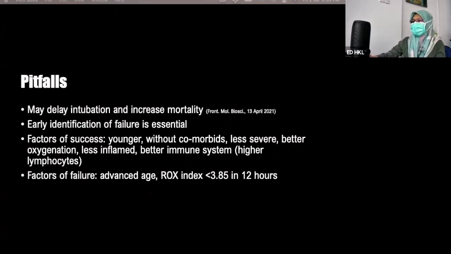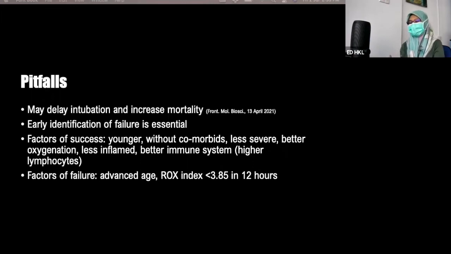Which brings us to the next one, pitfalls. If we select the wrong patient, a 50-50 patient who should be intubated but looks okay, so I put on a high flow nasal cannula, that is very dangerous because it may delay intubation. Those who fail high flow nasal cannula have a mortality rate of 45%. That is high. So early identification of failure is essential, and patient selection must be correct.